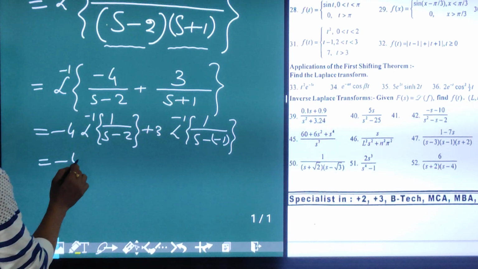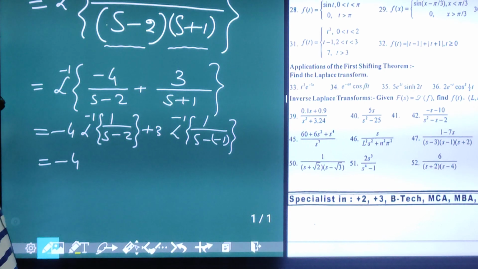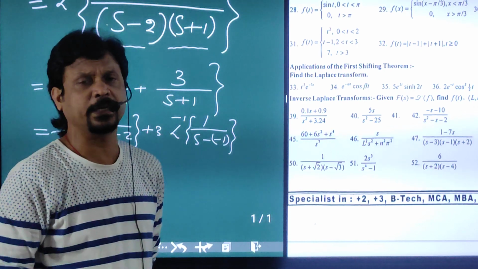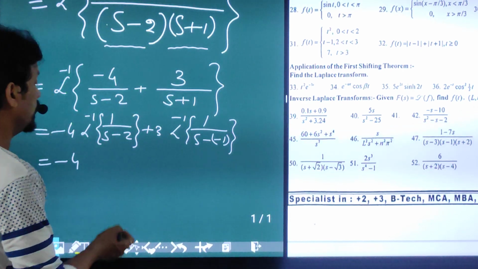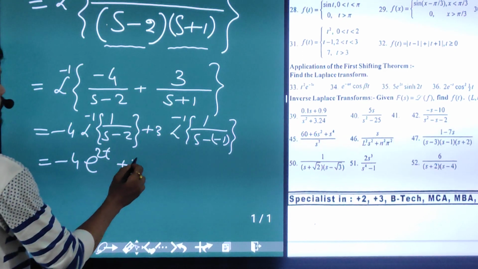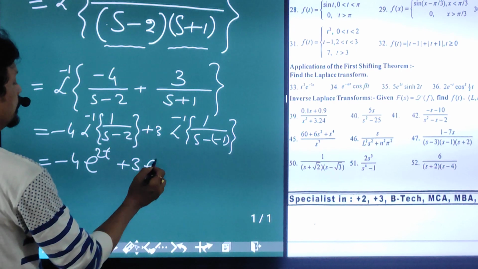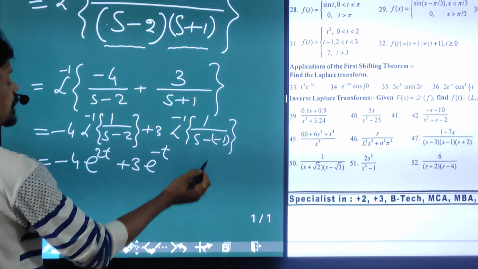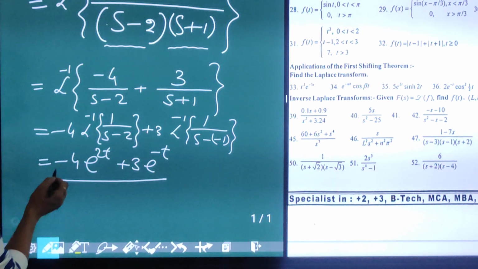So this will be equal to minus 4 times the Laplace inverse of 1 by s minus a, which is e to the power at. Here a is 2, so e to the power 2t. Plus 3 times this one, which is e to the power minus t, because a is minus 1. So this is the answer.